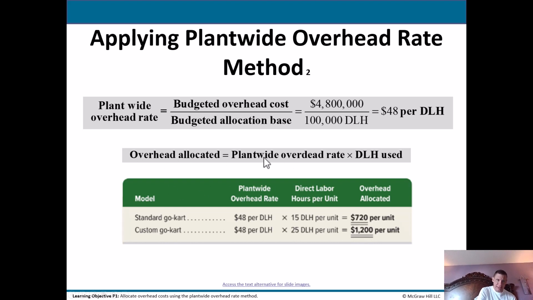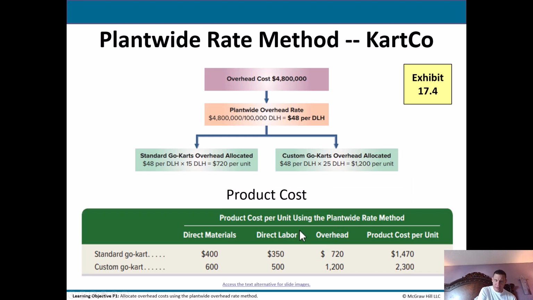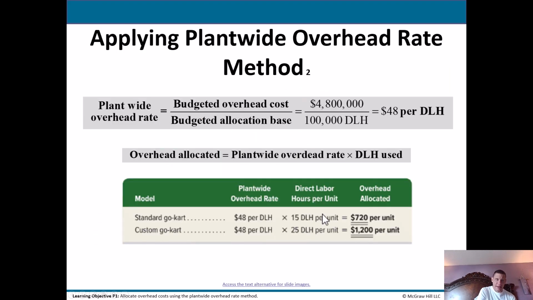Okay, so you can see down here, overhead allocated equals plant-wide overhead rate times direct labor hours used. And they got a couple of examples down here, right? You notice that the 48 is the same because remember it's just one rate for the whole plant. And then what's driving it is the number of hours worked. So like 15 in the case of standard, 25 in the case of custom.